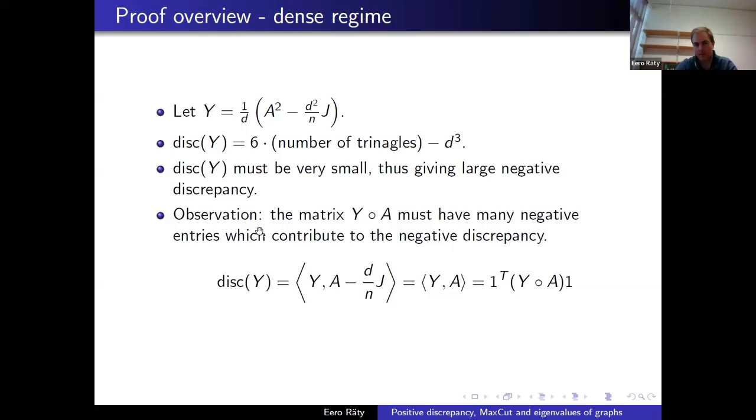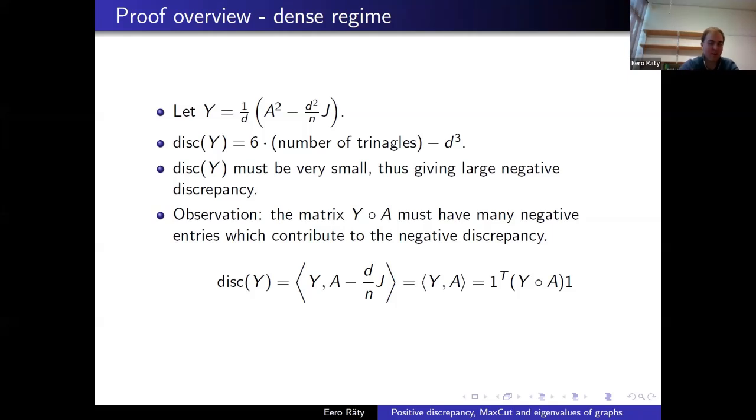What does it mean that it has large negative discrepancy? The discrepancy of y is defined as this inner product, but because the inner product between y and J is just 0, since we have killed the all-one vector, this discrepancy is just going to be the sum of the entries in the Hadamard product of y and A, which means that the terms of y corresponding to the edges of G must be heavily negative.